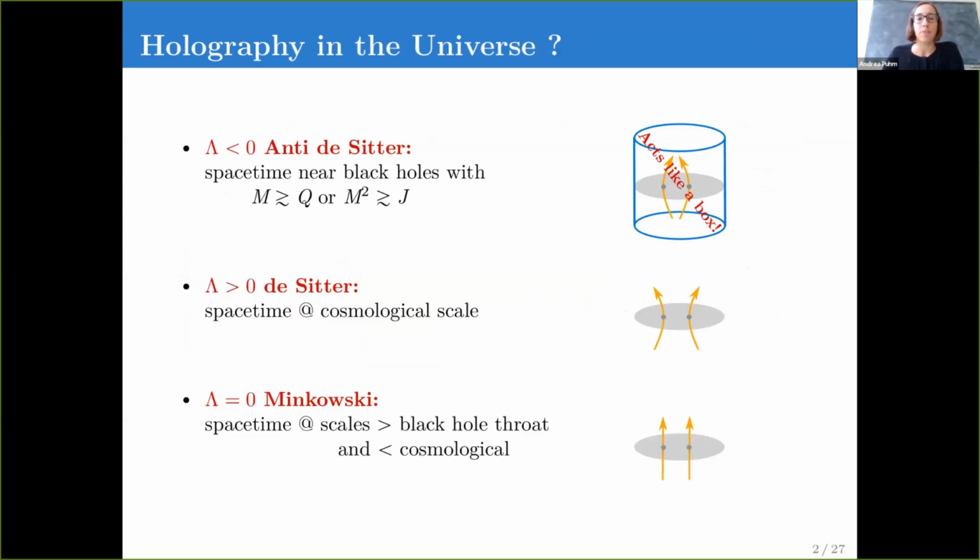Now, one of the distinguishing features of anti-de Sitter space is, of course, its confining boundary conditions, which lead to the slogan that we can study quantum gravity in a box. Now, the spacetime near highly charged or highly rotating black holes is well described by anti-de Sitter space, but vast regions of our universe are not. So at the cosmological scales, we should, for example, rather use de Sitter space, while there are many scales in between for which Minkowski space is a good approximation, at least away from sources. So this begs the question how generally applicable the holographic principle is.